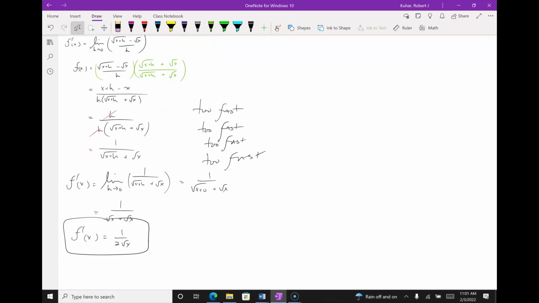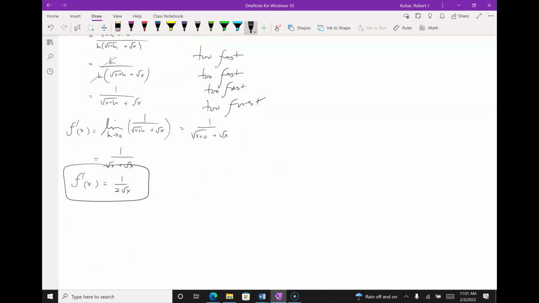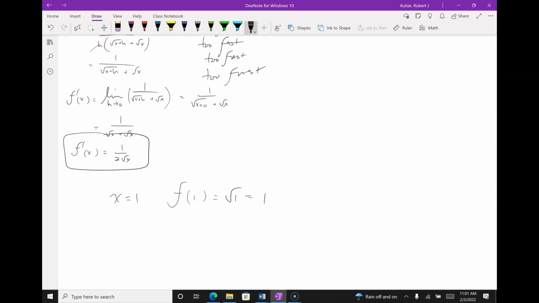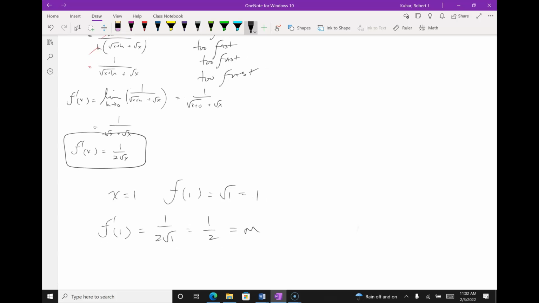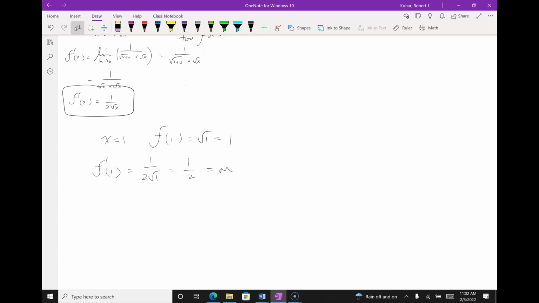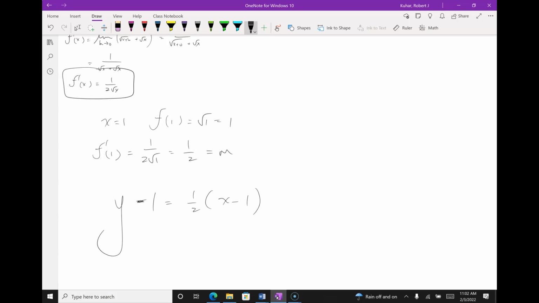Let's get a tangent line at 1. If x equals 1, f of 1 is square root of 1, which is 1, right? Yes, you with me? And what's f prime of 1? 1 over 2 square roots of 1, which is 1 over 2, right? And that's my slope. So what's my equation? Y minus 1 equals 1/2 all times x minus 1. Am I going too fast?